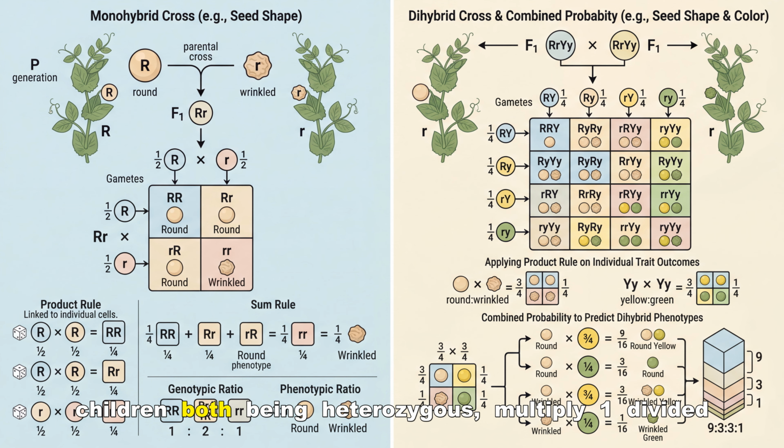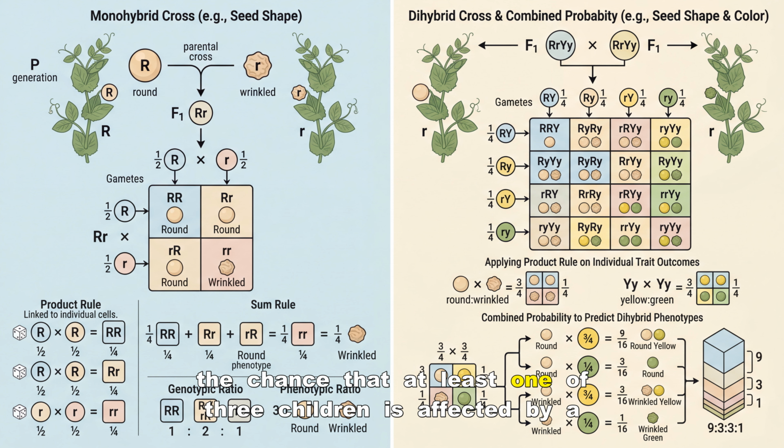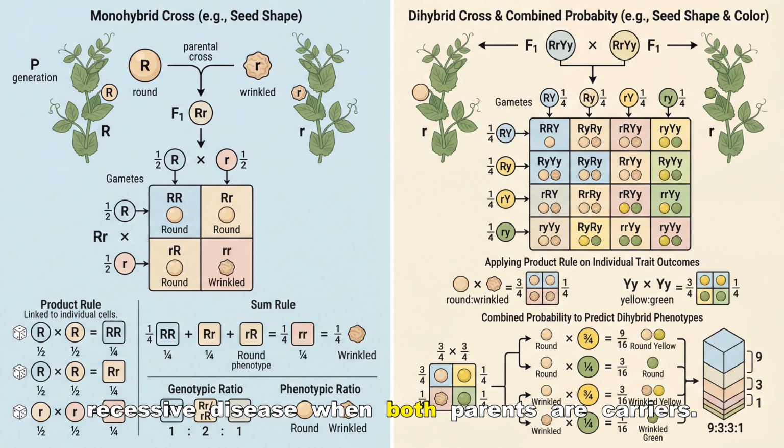For two children both being heterozygous, multiply 1/2 times 1/2 equals 1/4. For at least one questions, it's often faster to compute the complement, 1 minus the probability of none. A classic example is the chance that at least one of 3 children is affected by a recessive disease when both parents are carriers. Compute 1 minus (3/4)^3.